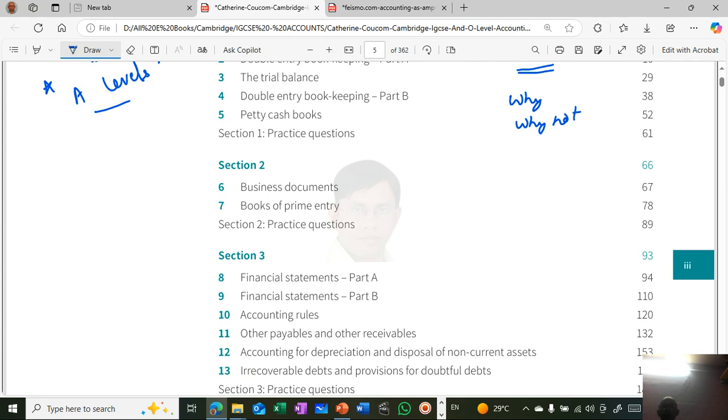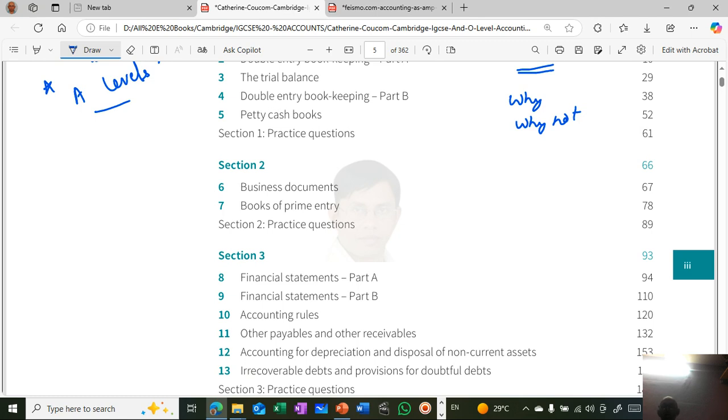So accounting rules you have to follow in maintaining the books of accounts. You cannot write however you want, because accounting rules should be followed universally. So you have to write the books of accounts, and understand them in a proper way. Anyone who sees the books of accounts should be able to identify what the business is trying to tell. So, other payables and receivables.